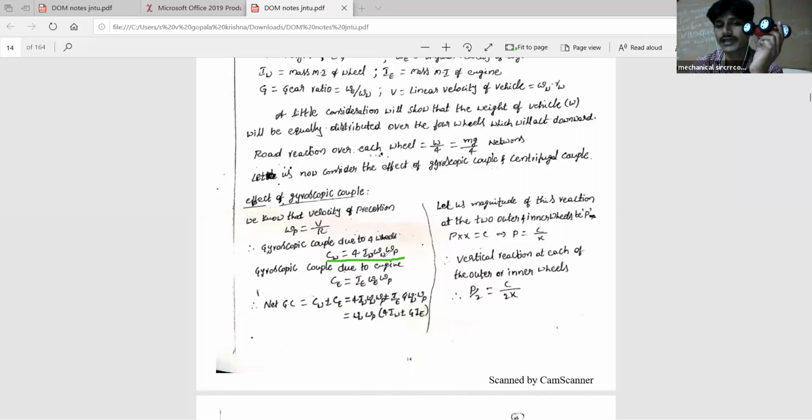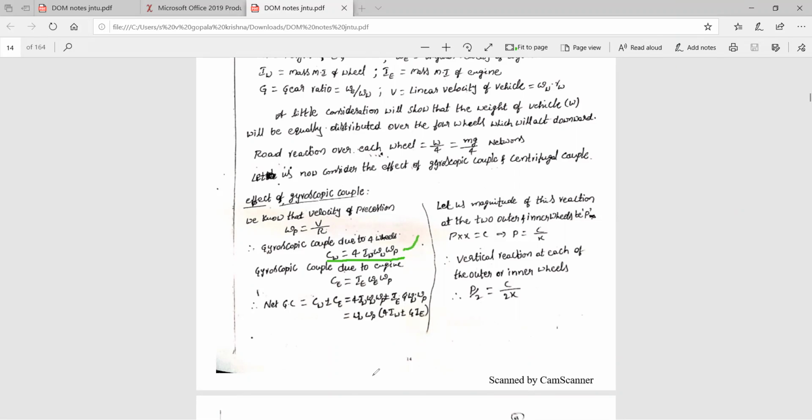Again, angular velocity is also of two types, from the wheel point of view and the engine point of view. Here we consider only the wheels. So 4 into I suffix w, omega suffix w, into omega suffix p. Omega suffix p means the precession angular velocity, that is v by R. So let us consider these as our wheels.